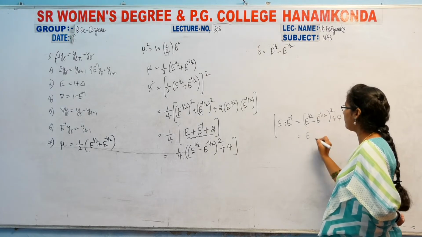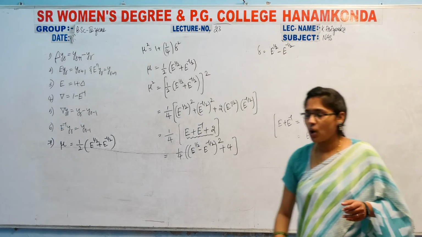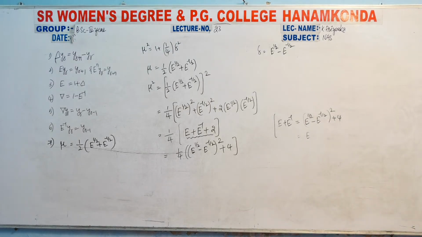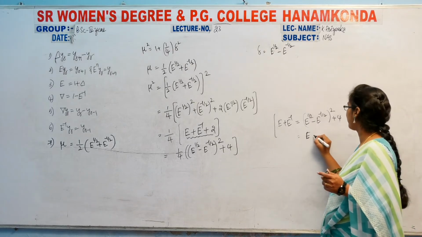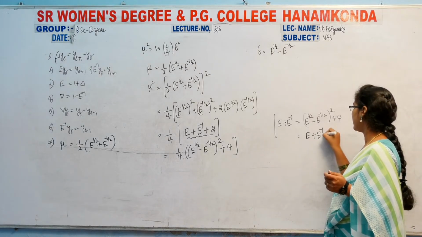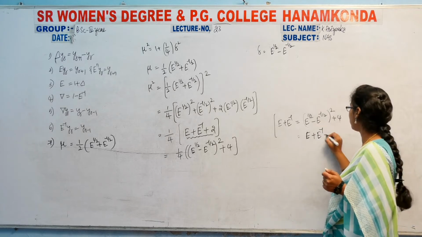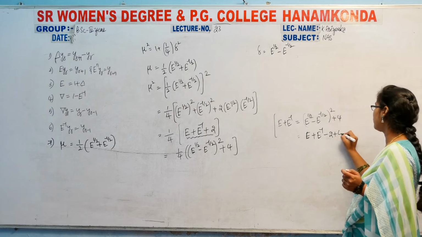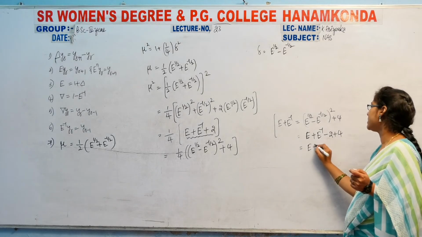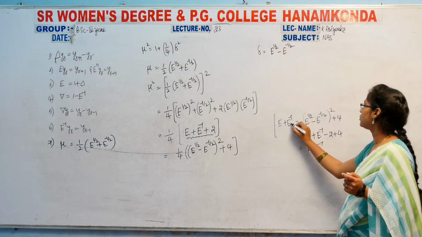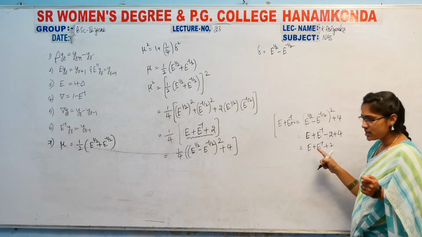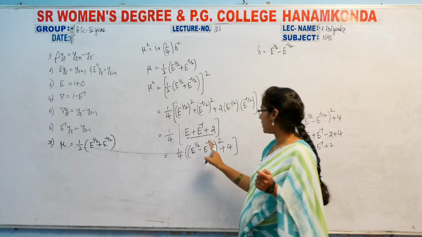Now e power 1 by 2 whole square, whole square means a square, so a square means e power 1 by 2 whole square, which is nothing but e plus e power minus 1. Next minus 2ab, that means minus 2, plus 4. Now what do we get? e plus e inverse, of course here plus 2 plus 2. Are we getting the same or not? Yes. So that's why I am writing this entire value like this.